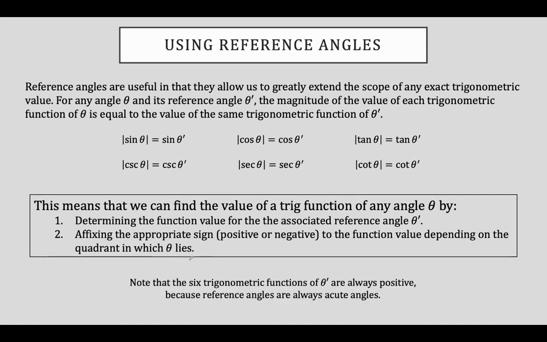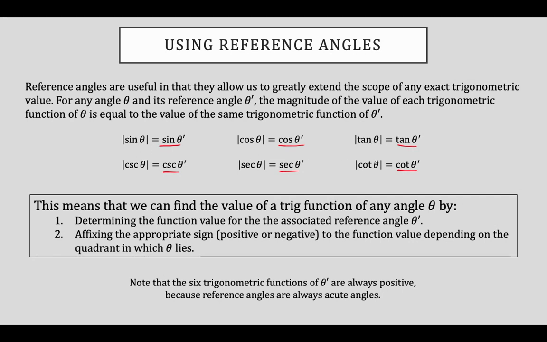One thing to make note of here: the six trigonometric functions of theta prime are always going to be positive. The reason being, as we said, reference angles are acute angles, which if you were to draw them in standard position, would place them in the first quadrant. And all of the trig functions are positive in the first quadrant. That means each one of these quantities here, sine, cosine, tangent, cosecant, secant, and cotangent of theta prime, the reference angle, always has to be positive. And hopefully that makes sense in each one of these equations.